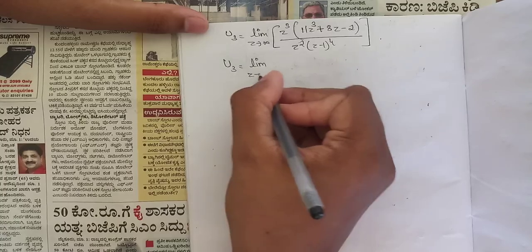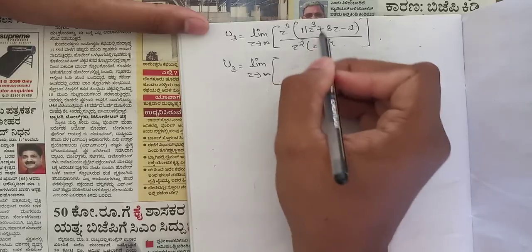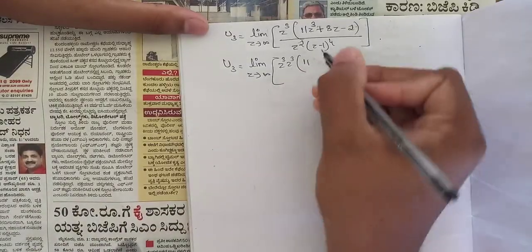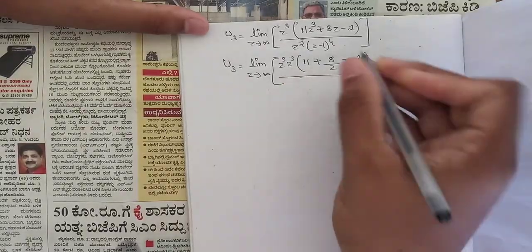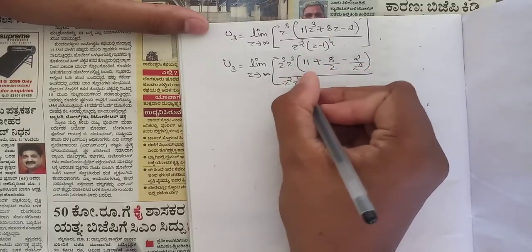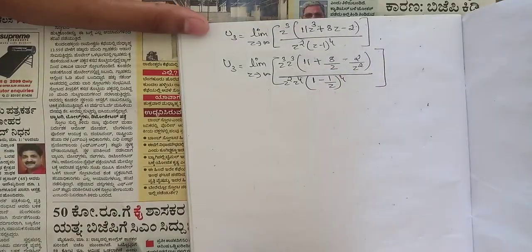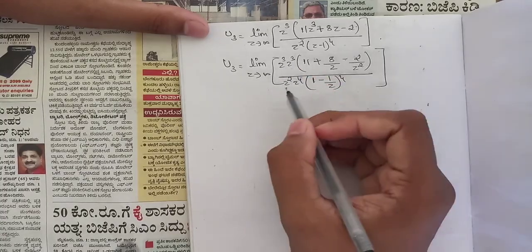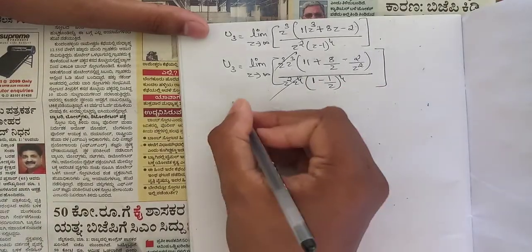So now let's again take a few terms outside. This z cube is outside, right? In this term, let's take z cube outside. So this becomes z cube into z cube, and 11 remains plus 8 by z minus 2 by z square, divided by, again in this we will take z to the power 4 outside. Since there is already a z square outside, z square into z to the power 4, (1 minus 1 by z) whole to the power 4. So now we can cancel these two terms, since z cube into z cube is z to the power 6, and also z square into z to the power 4 is z to the power 6. So we can cancel these two terms.